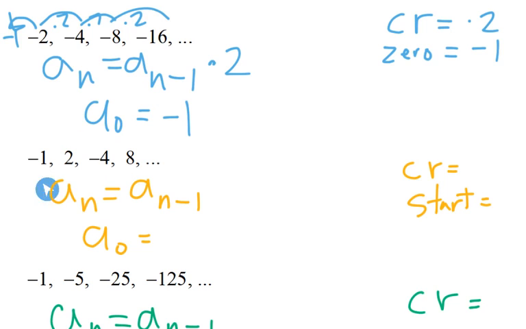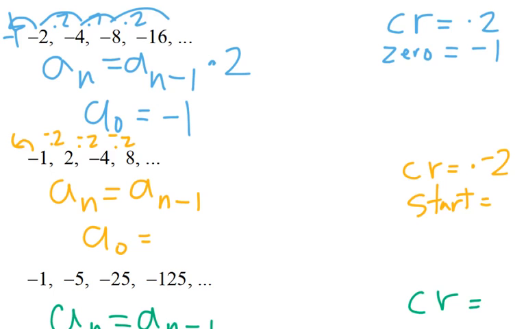Okay, now I look down here and I see negative 1, 2, negative 4, 8. I know I'm timesing by 2, but I should also notice, how do I get from negative to positive, positive to negative? Timesing by a negative 2. So my constant ratio is I'm timesing by negative 2.